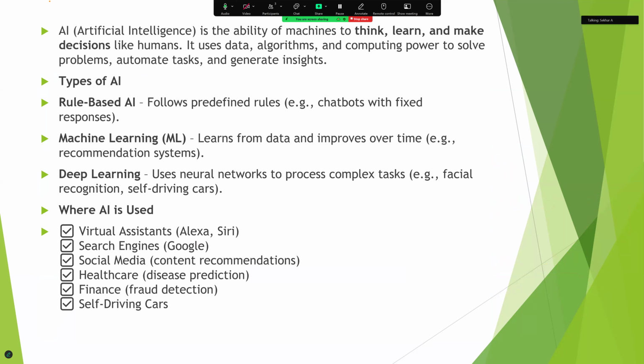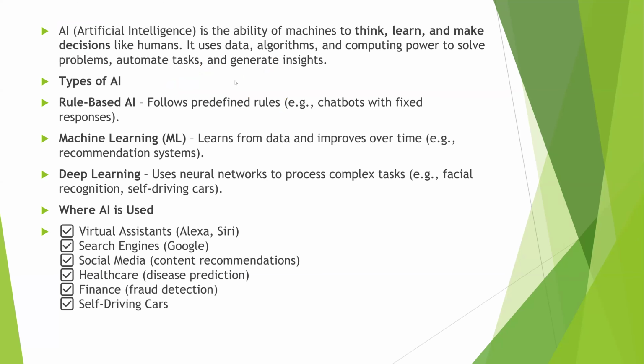Now see, this is the definition. AI is the ability of machines to think, learn, and make decisions like a human. There are two types of AI. One is strong AI, the other one is weak AI. Clear? Strong AI also we can call as what?